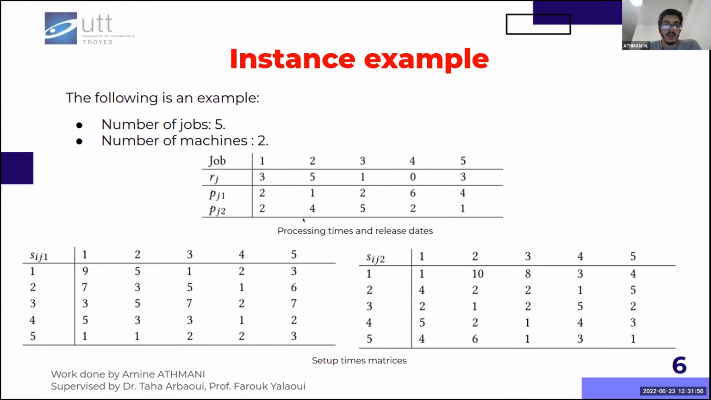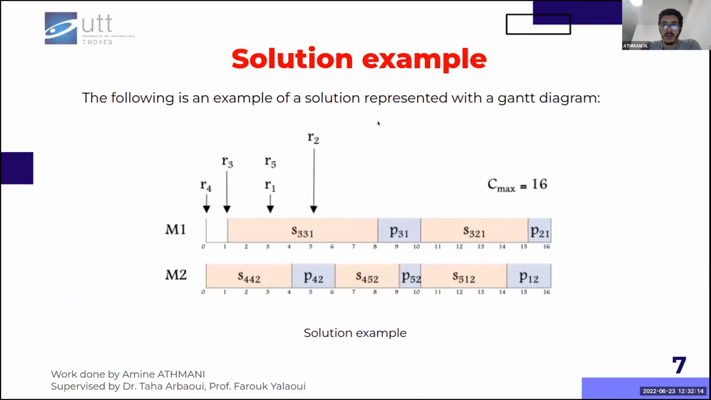The problem can be represented by these matrices. We have here the processing times and release dates, and for each machine, we have a setup time matrix. In this instance, for example, we have 5 jobs and 2 machines. The solution can be represented with a Gantt diagram. In pink, we have the setup times, and in blue, we have the processing times. Here, for job 3, for example, it cannot be started before its release date, which is 3.